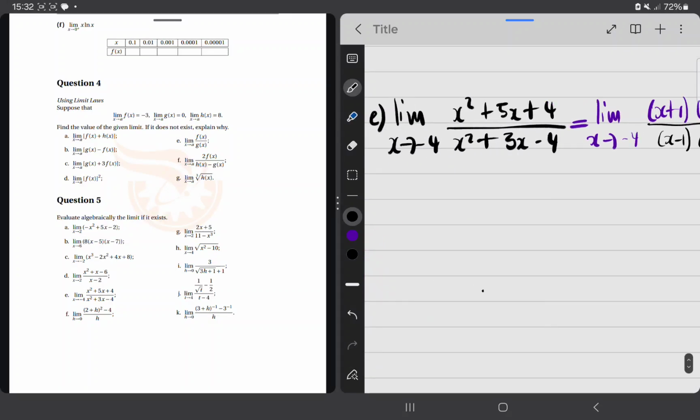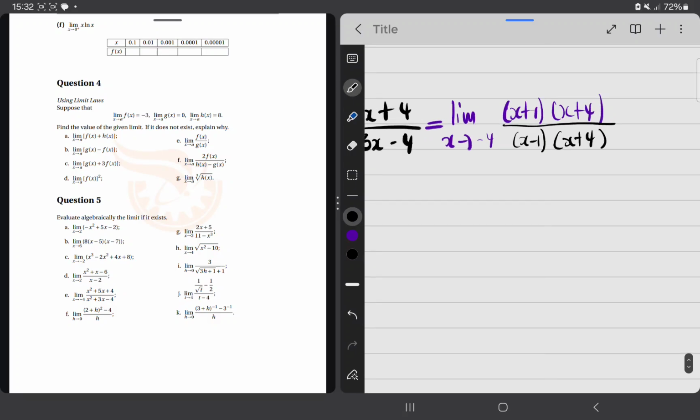Okay, so now, what are we going to have? Well, x plus 4 and x plus 4 cancel, this is 1 and 1. So what would we have? This is going to be the limit as x goes to -4 of x plus 1 over x minus 1.